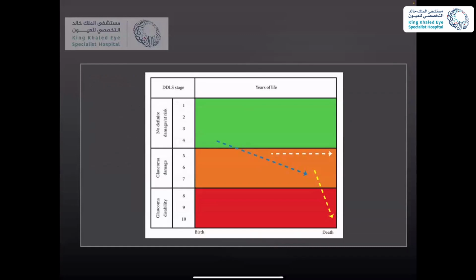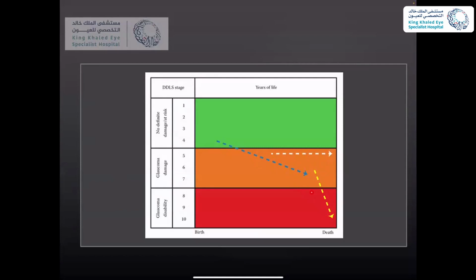As we see here, with the same DDLS staging system, if you have a patient with changes or progression, you should know that there are different types of progression. Some patients will be stable for a long time, while some progress very fast and very quickly, and some are linear or slowly progressing patients. So in that area, you should know which one your patient is.